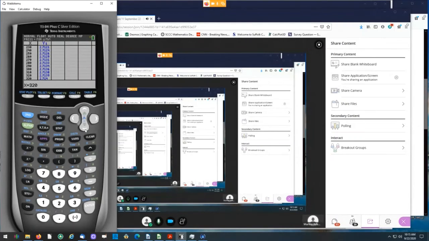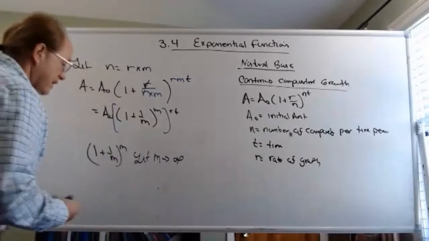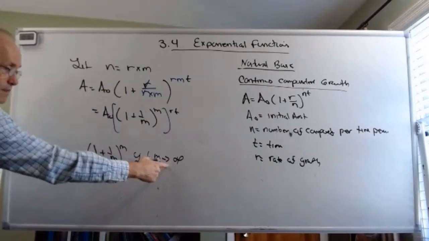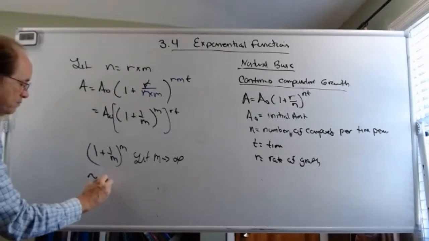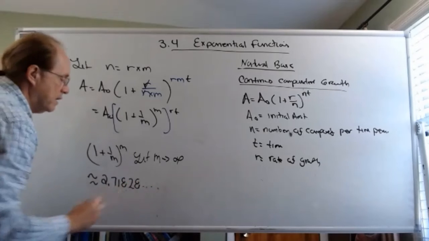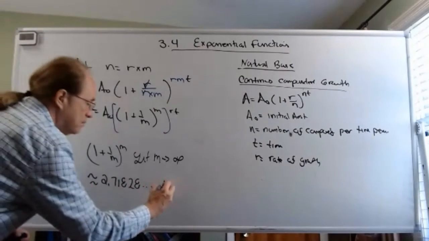This value that it gets closer and closer to is a special number. And it's actually called Euler's number. So as n gets very large, this expression gets closer and closer to 2.71828. It keeps going on and on and on forever. Just like pi, it's an irrational number.